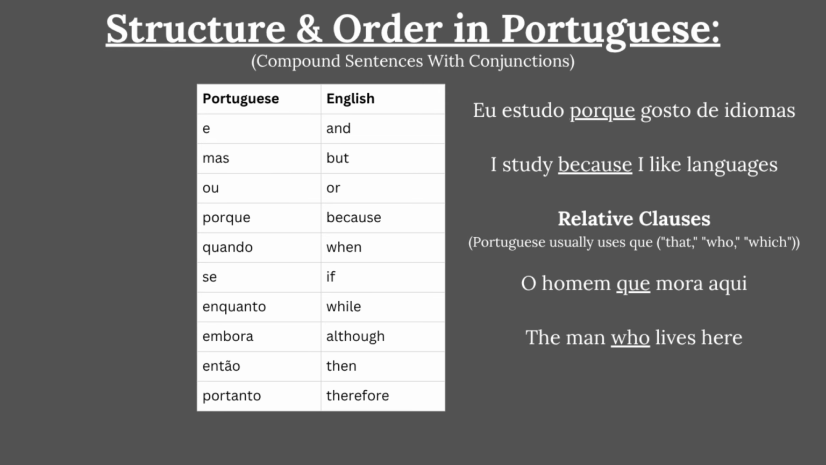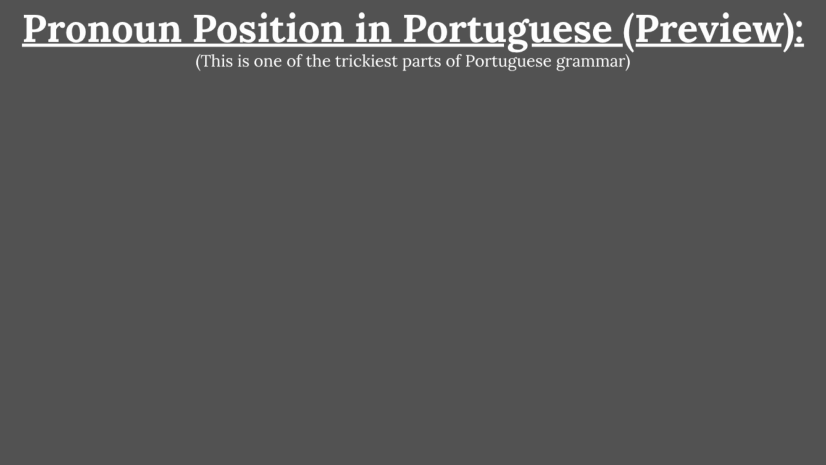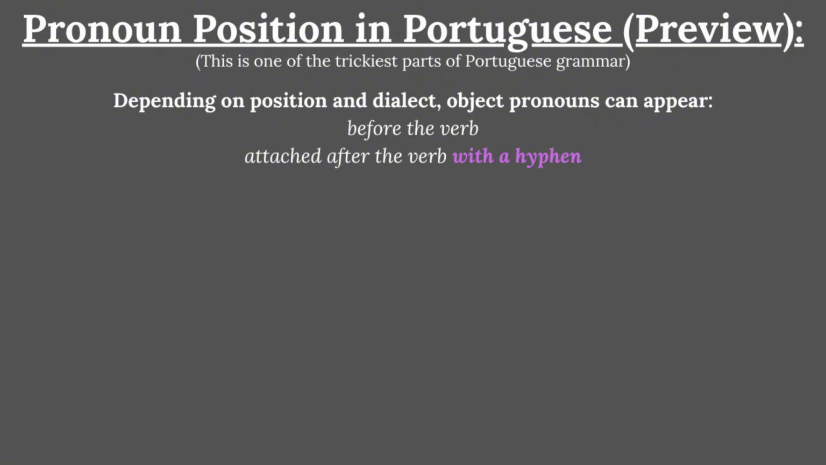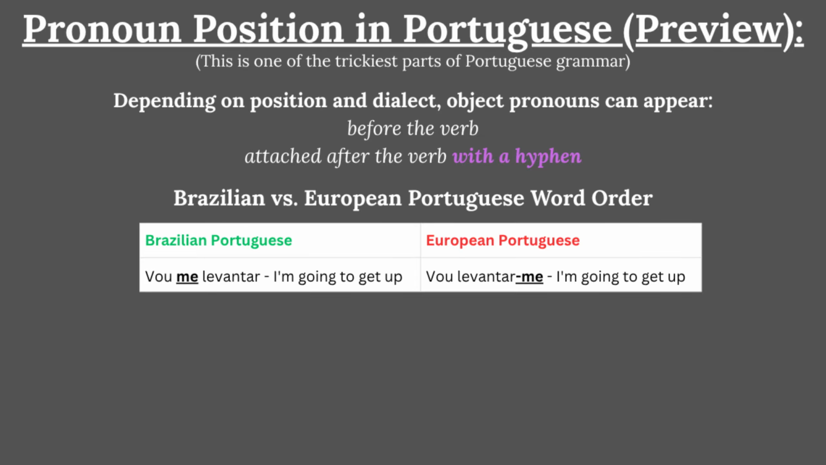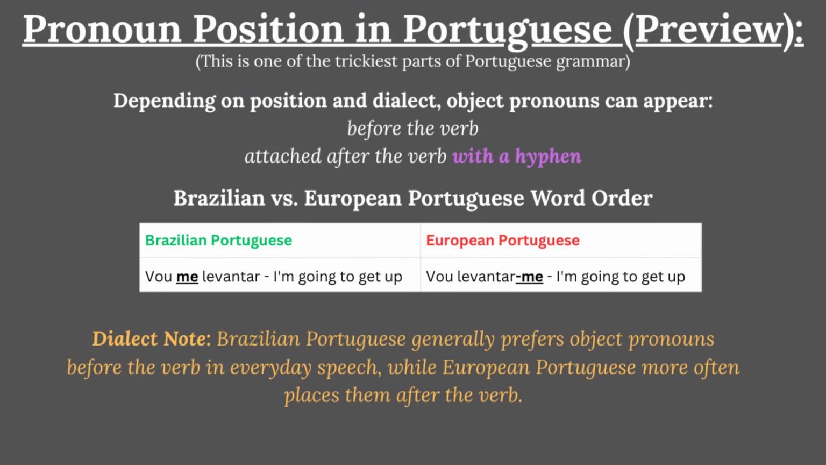The final thing to know in this lesson is pronoun position, but here only a small preview will be shown. One of the trickiest parts of Portuguese is the placement of object pronouns, because depending on the position and dialect, pronouns can come before the verb or after the verb with a hyphen. Even though most sentence structure is the same, the placement of pronouns has notable differences, like saying Vou me levantar, Vou levantar-me. It's important to note that Brazilian Portuguese generally prefers object pronouns before the verb, while European Portuguese often places them after the verb with a hyphen.